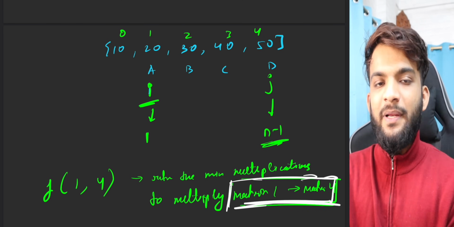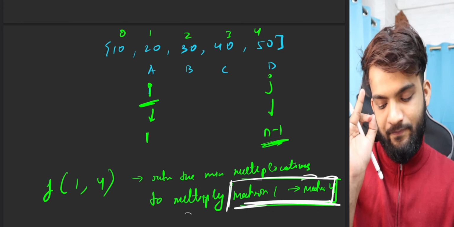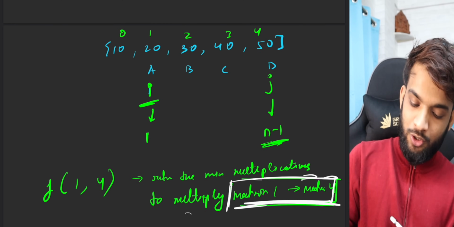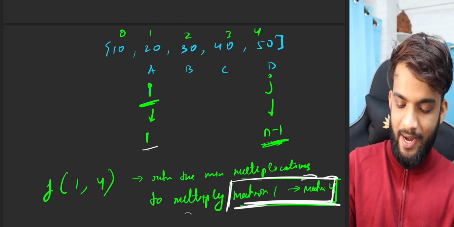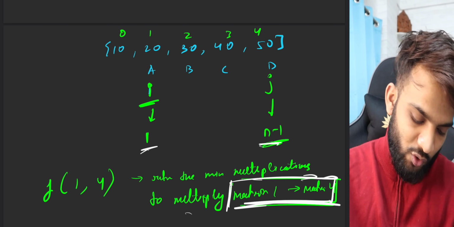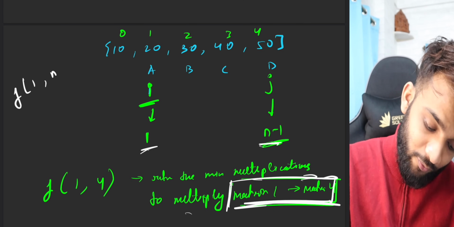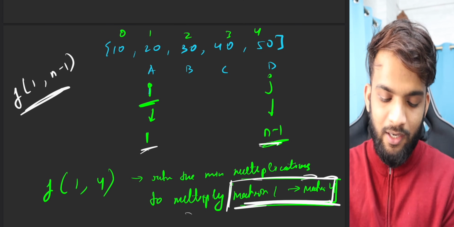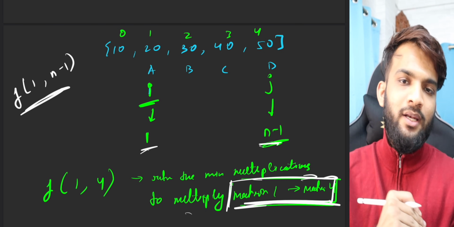It is the minimum multiplications to multiply matrix 1 to matrix 4. So we have got our start point, which is 1 and which is n minus 1. So every time the problem will start over here with f of 1 comma n minus 1. In other problems, you have to determine in this way.